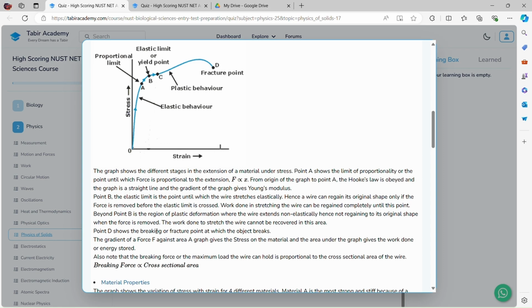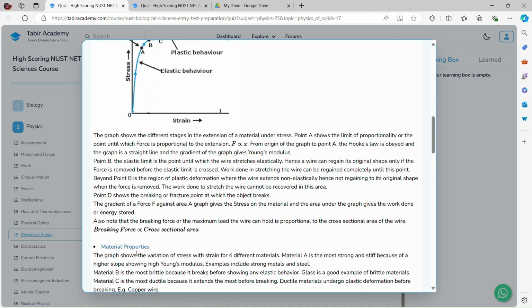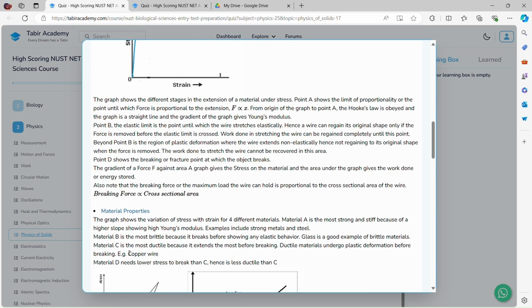Point D shows the breaking or fracture point at which the object breaks. The gradient of a force F against area A graph gives the stress on the material, and the area under the graph gives the work done or energy stored. Also note that the breaking force, or the maximum load the wire can hold, is proportional to the cross-sectional area of the wire. Breaking force is directly proportional to the cross-sectional area.